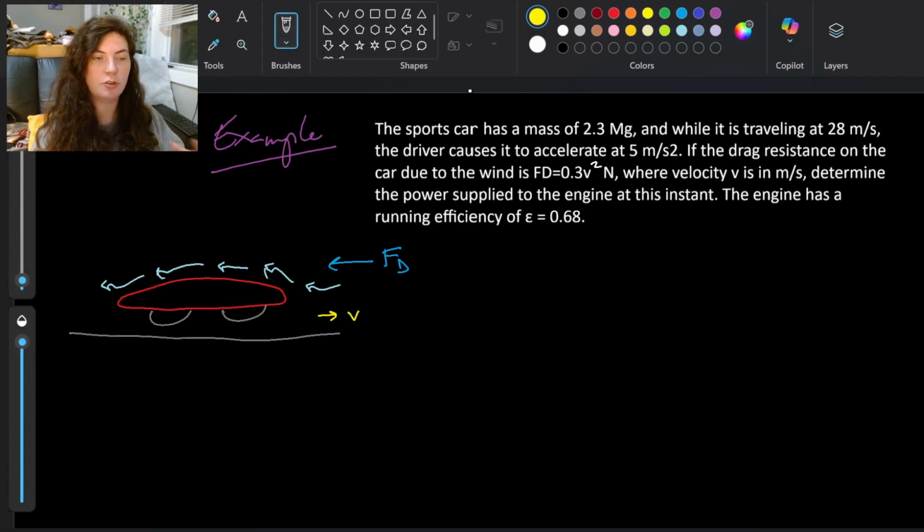So again, a lot of information to digest. Let's go ahead and do a free body diagram, write out what we're given, and see what we can work out from there. So again, I'm going to stick with my little box for the car.